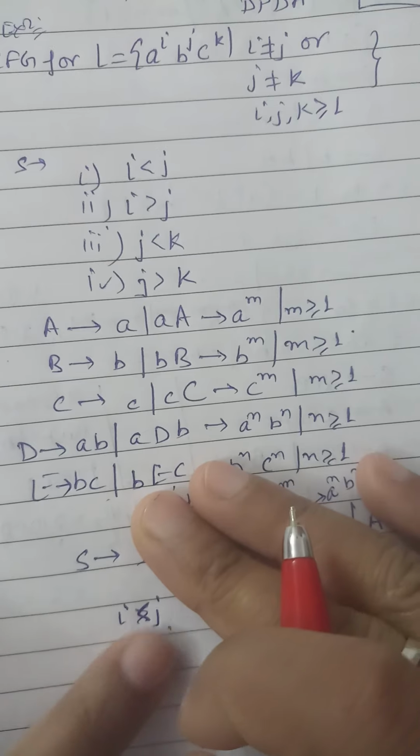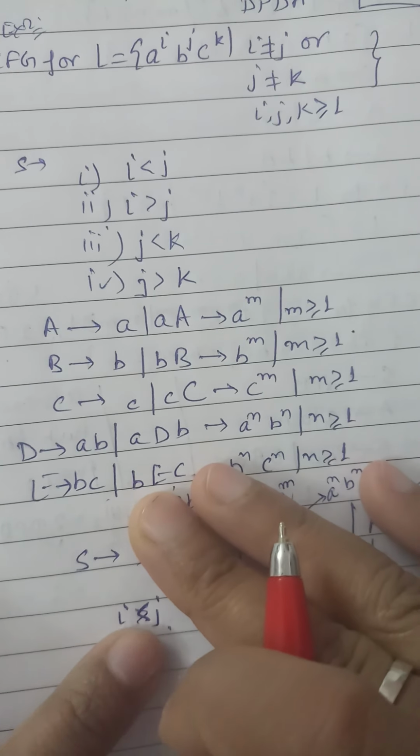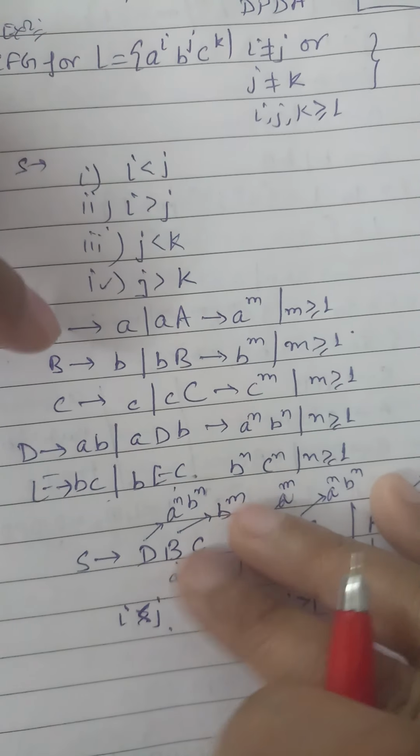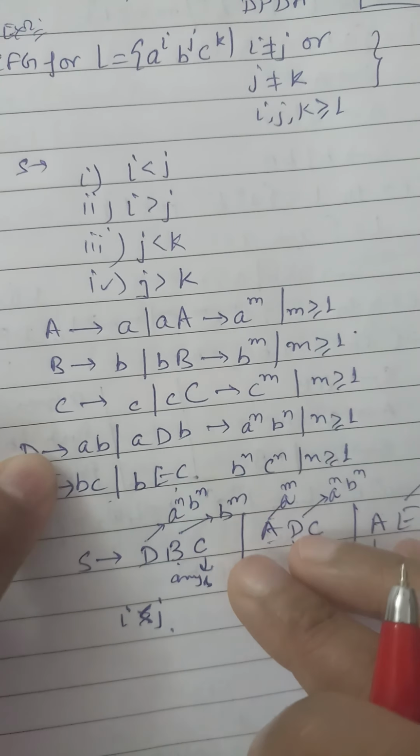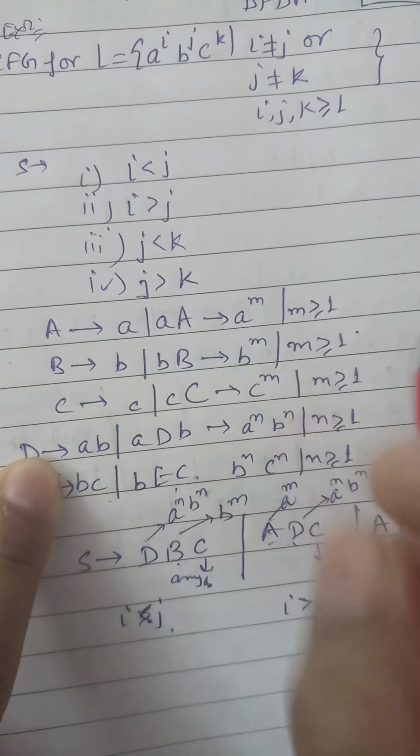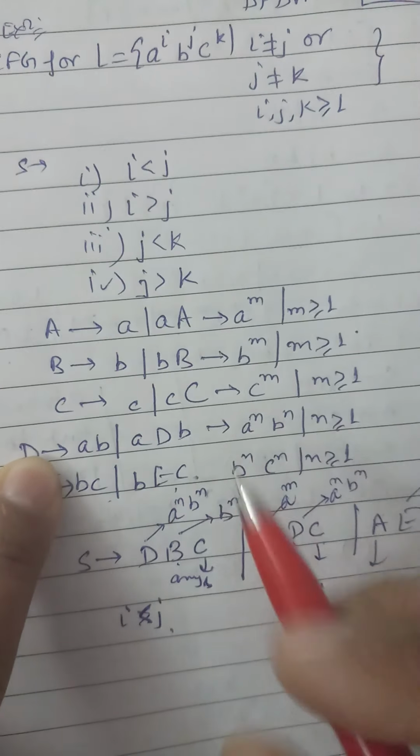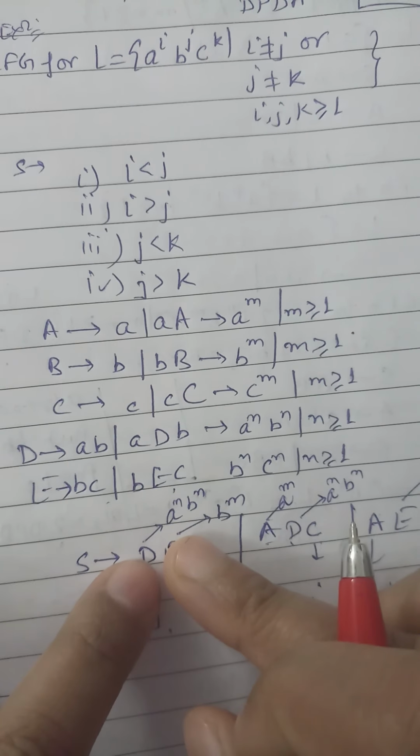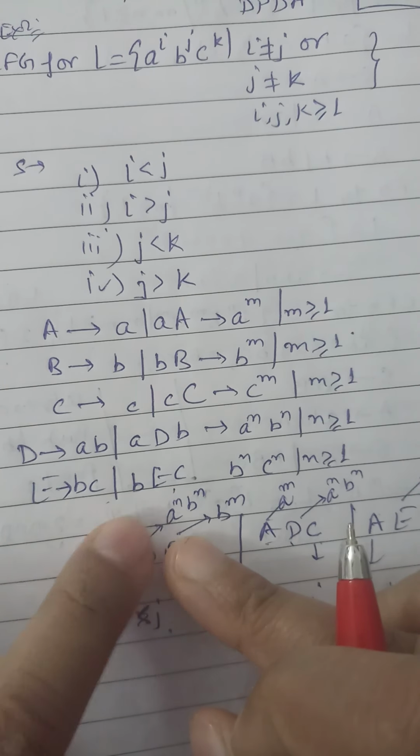First we take i less than or equal to j. So what can be the possibility? I is less than or equal to j. So we will write D here. What do we have? ab. So we are talking about the ab. So D, we write D first. So this will be a to the power n, b to the power n.